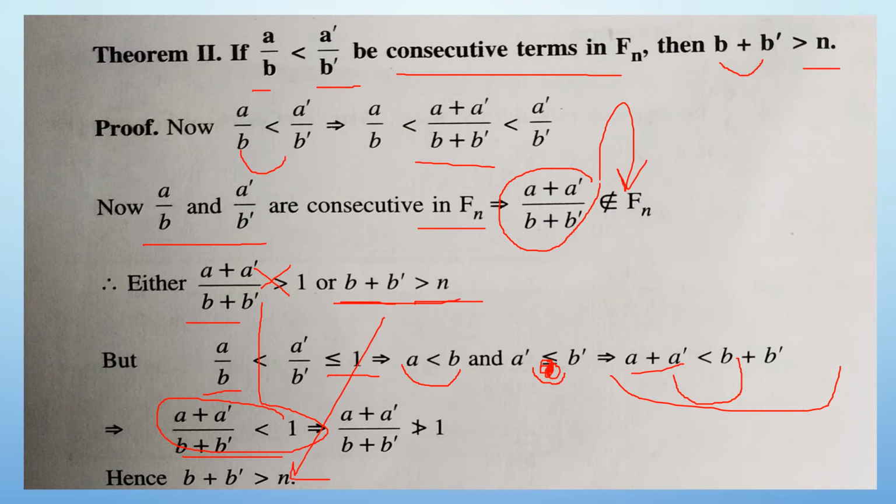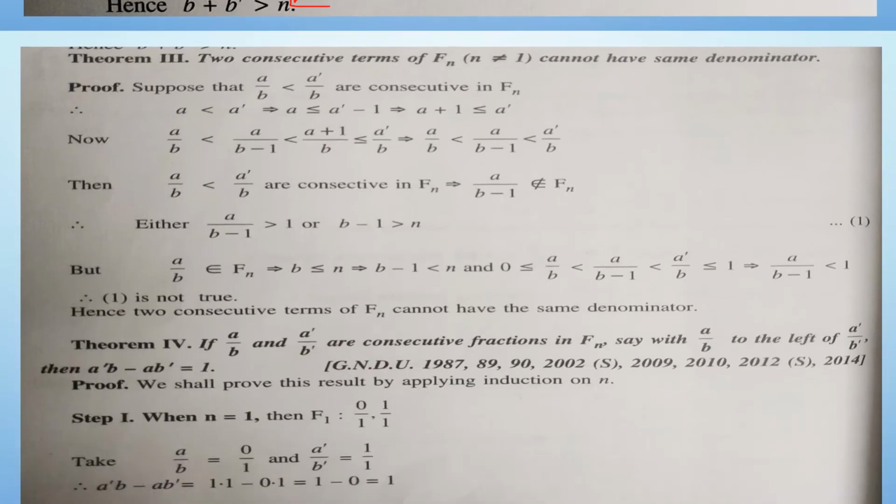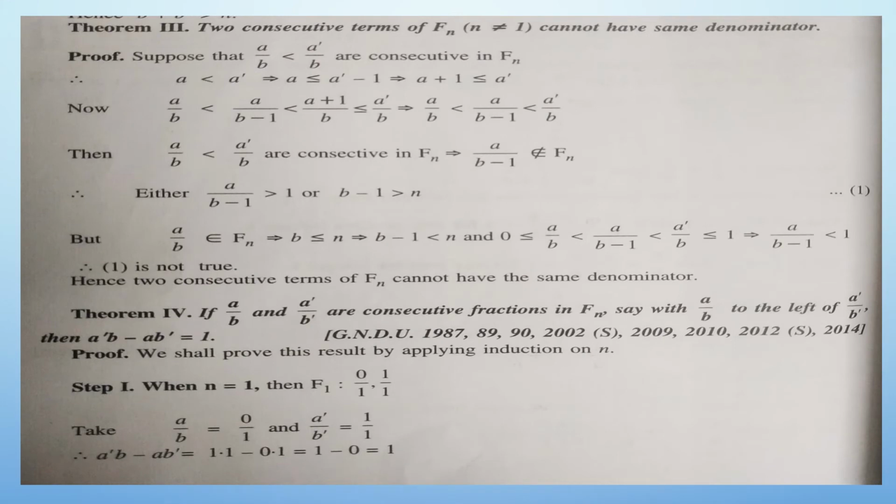In this theorem you have to learn that if there are two consecutive fractions, then the sum of their denominators is always greater than n in the Farey sequence. Another theorem is that two consecutive terms of Fn cannot have the same denominator. If there are two consecutive terms, then they cannot have the same denominator.